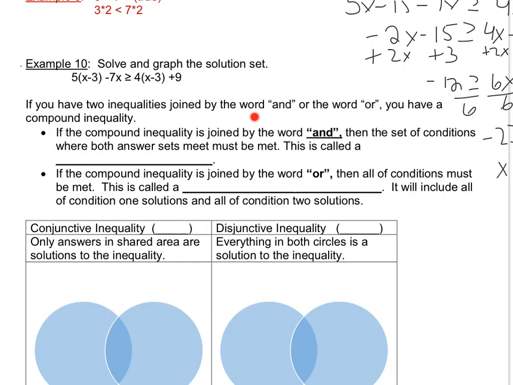If you have two inequalities joined by the word and or the word or, you have a compound inequality. If the compound inequality is joined by the word and, then the set of conditions when both the answer sets are met must be met. This is called a conjunctive inequality. Okay? If the compound inequality is joined by the word or, then all the conditions must be met. This is called a disjunctive inequality. So again, conjunctive is the and, disjunctive the or. Okay?